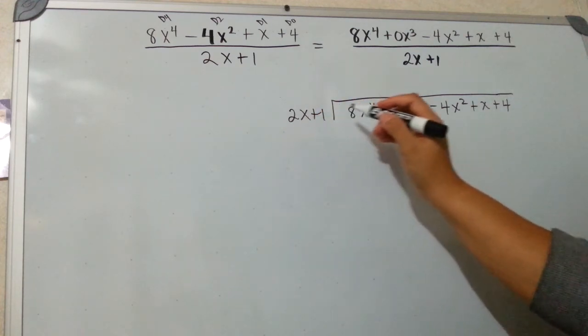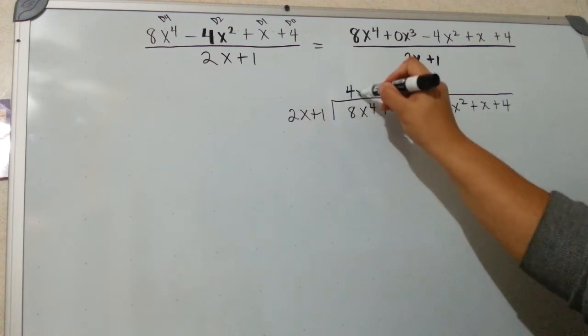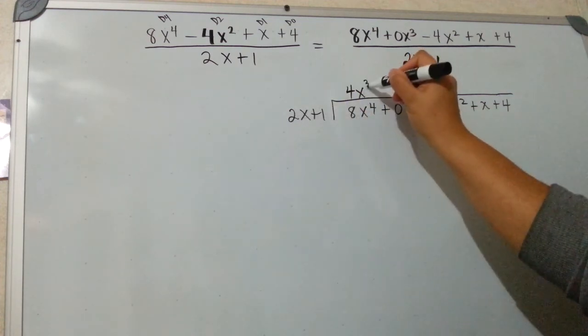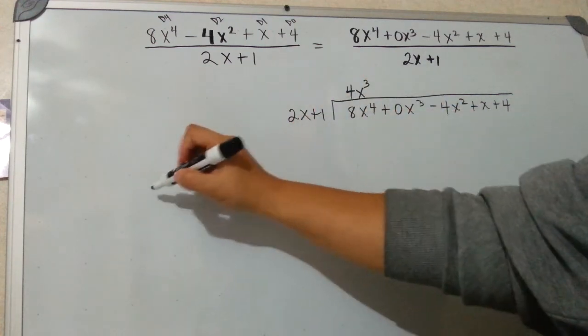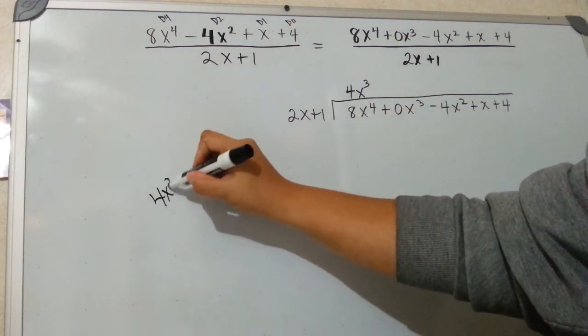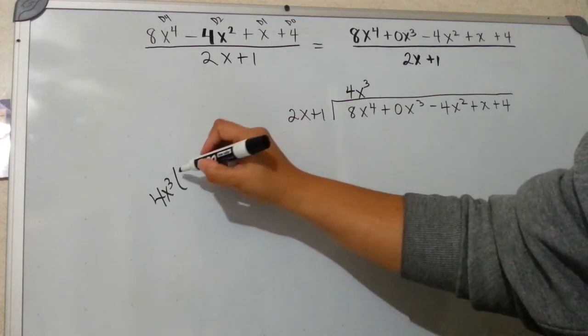Alright, 2x times what gives us 8x to the 4th? 2 times 4 and x to the 3rd. Right? That times that is this. So on the side, I'm going to do 4x cubed times 2x plus 1.